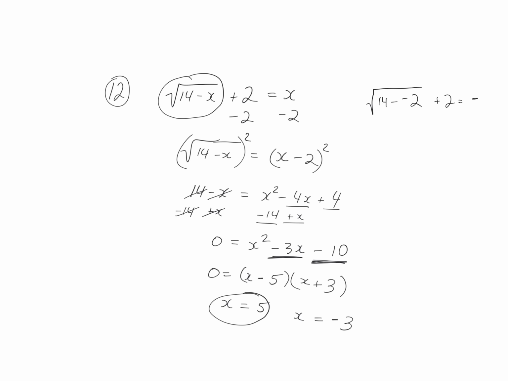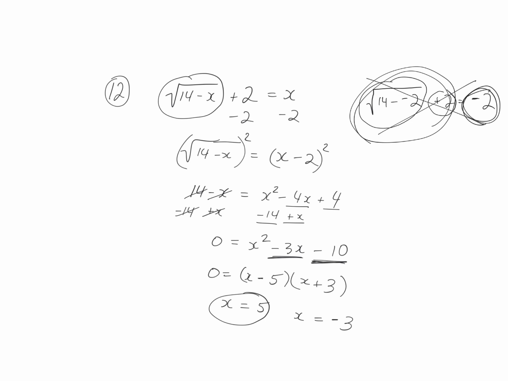negative 2. But since this is positive, this will always be positive, this does not work because we cannot have something positive. This would be something positive, and this is something negative. Positive cannot equal negative. The next one is 1.